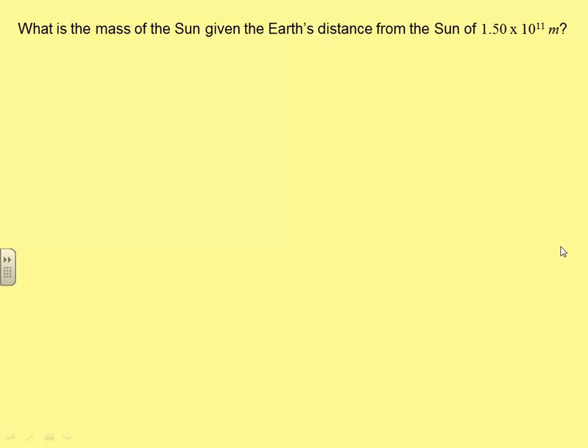Let's figure out what the mass of the sun is, given that the Earth's distance from the sun is about 1.50 times 10 to the 11th meters. Again, that's a number that the ancient Greeks knew. Now, they didn't know it that perfectly, but they had a pretty decent approximation for how far the sun was away from the Earth by doing geometry on shadows on the Earth. You can look that up on Google if you want.